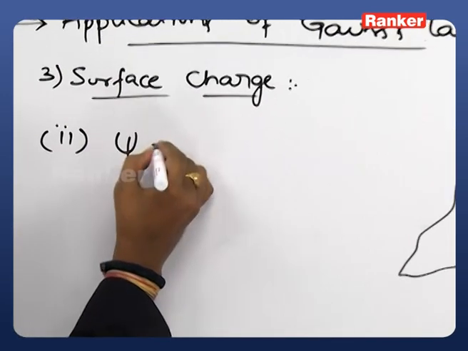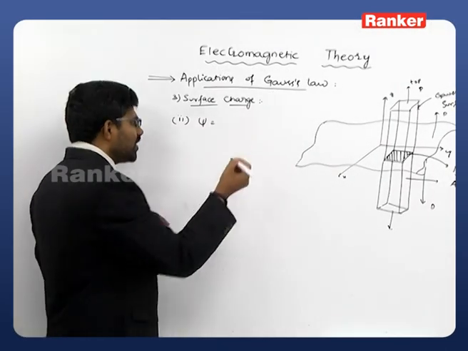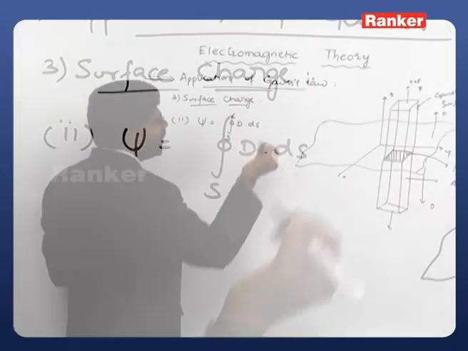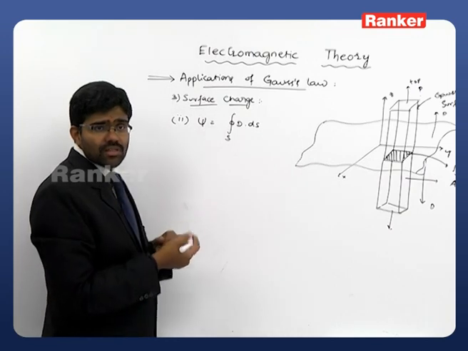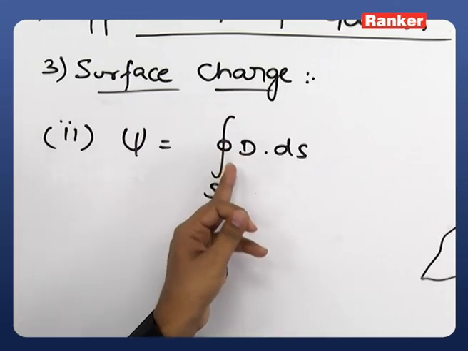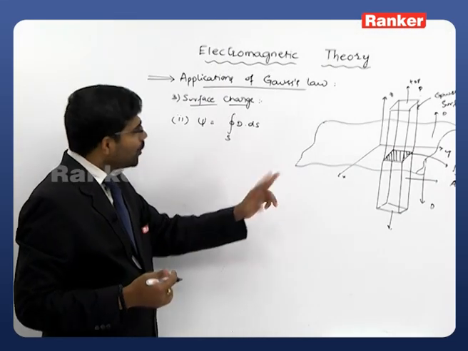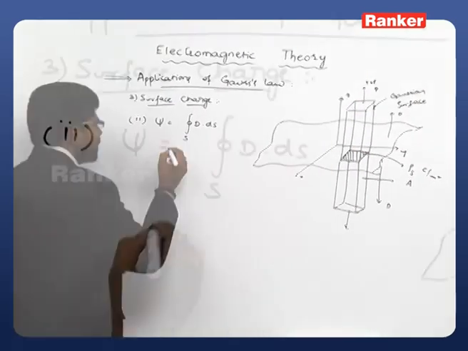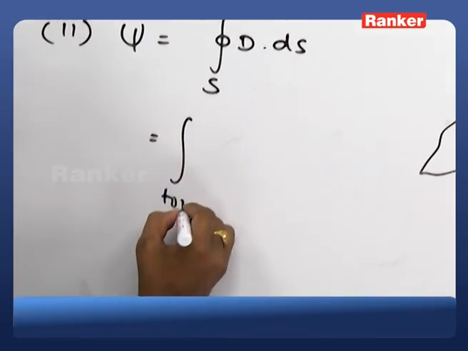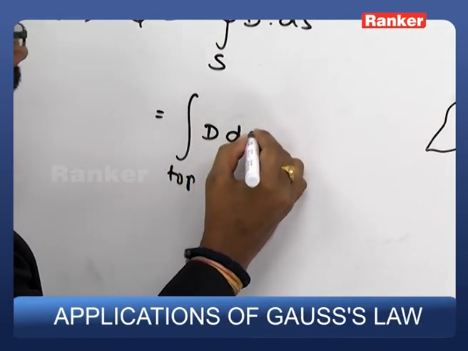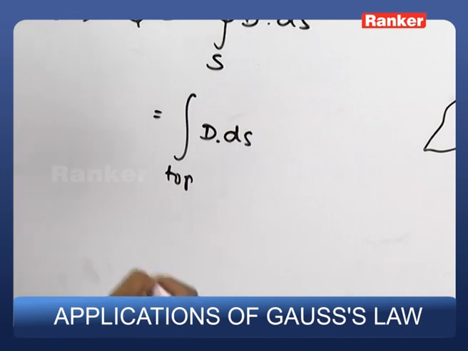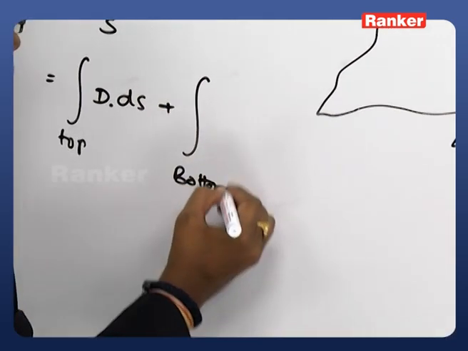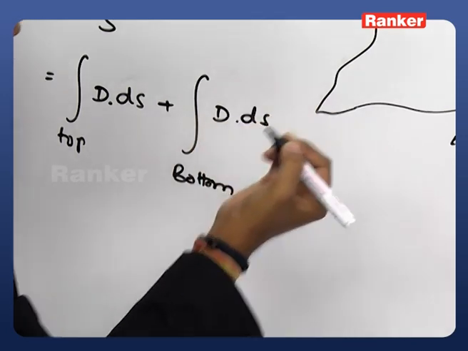calculate the total flux leaving. The total flux leaving is initially the closed surface integral of D dot dS. But from our observation, clearly we can say that this closed surface integral now becomes an open surface integral with only 2 surfaces, that is the bottom surface and top surface. So this I can write as the surface integral of D dot dS for the top, plus this is because of the bottom, D dot dS.